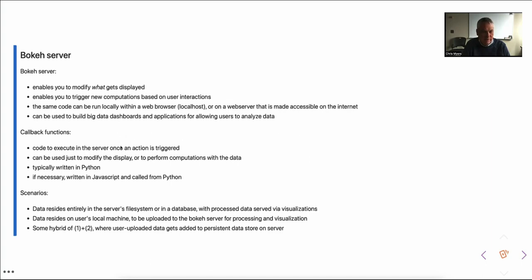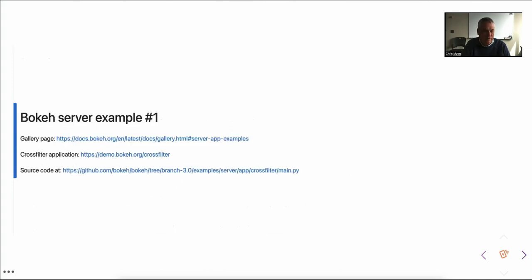And the core element that gets added here is that we now end up writing callback functions that get triggered once we do various actions within the GUI, for example. So this can be used to just modify the display or to actually trigger new computations within the data. And so we typically are writing these callback functions in Python, even though they end up impacting ultimately the JavaScript that gets displayed. And there are a number of different scenarios that I'll walk you through here.